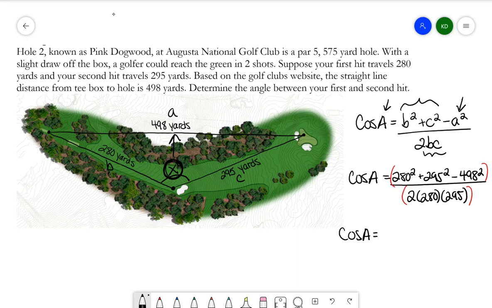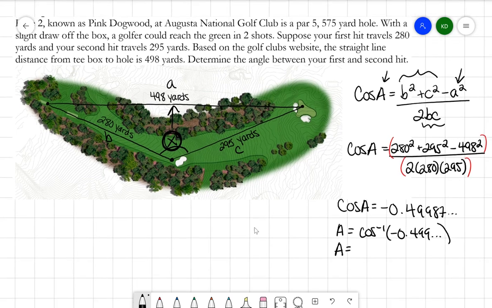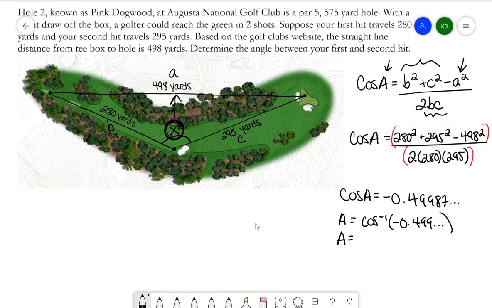What I get here for a ratio is negative 0.49987. To get just A, we're going to take the arc cos of the other side, so inverse cosine of negative 0.499. Make sure you take all those decimal places, and let's now plug that into our calculator. What we'll get for our final answer here is 119.9915. So rounded to the nearest degree, A is approximately a 120 degree angle.